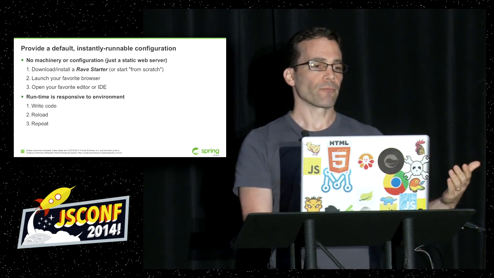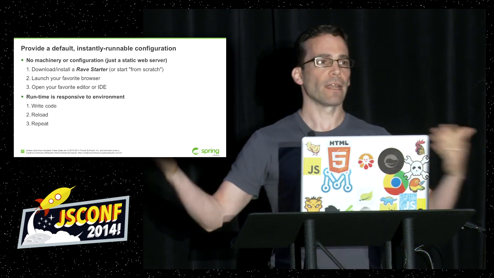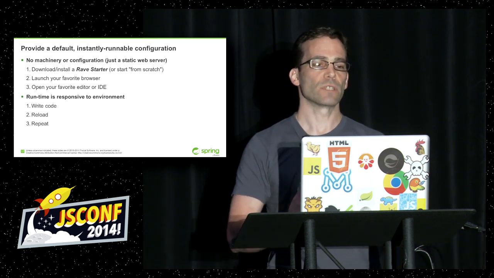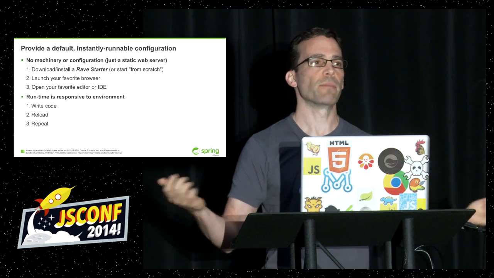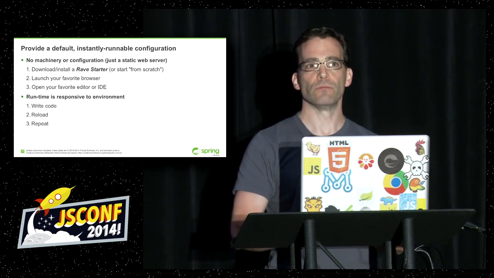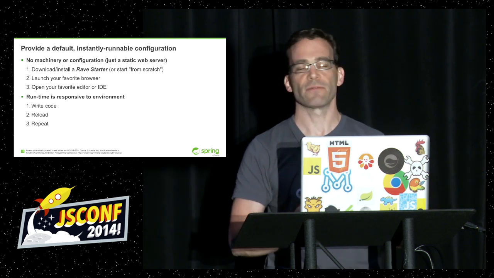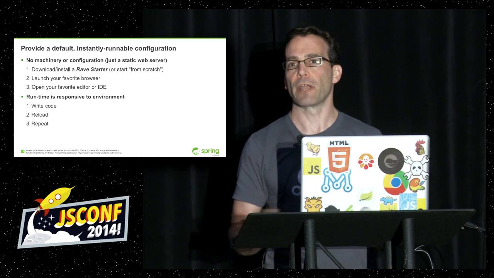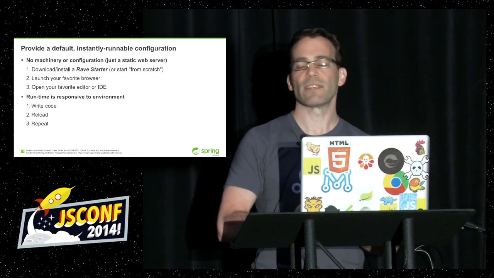So, one of the ways to get a default runnable configuration is through something called a Rave Starter. Basically, it's just a repo on GitHub. You just go and download it, and follow the instructions. It's very simple: launch your favorite browser, open up your favorite editor or IDE, and you get started. But there's also a way to start from scratch.